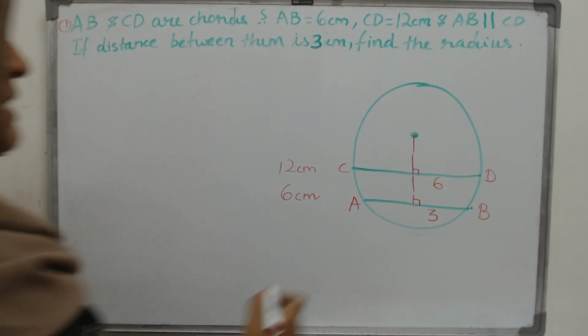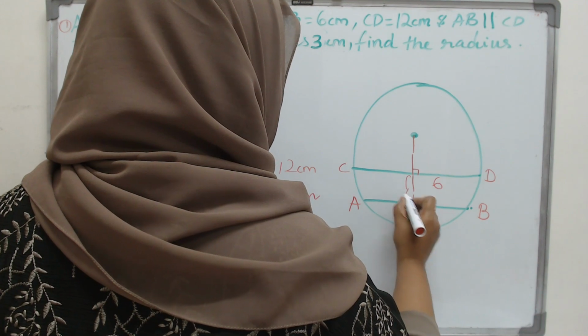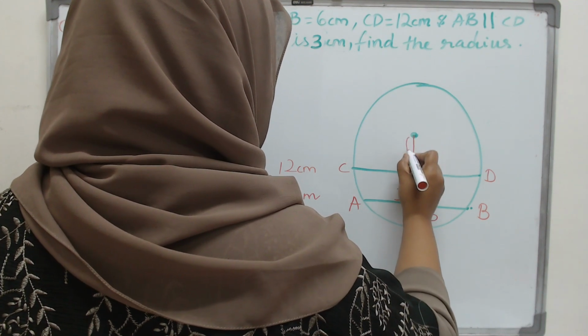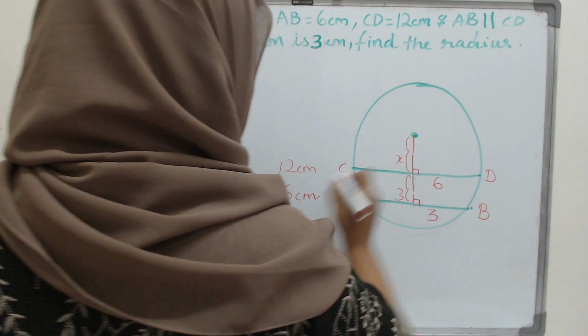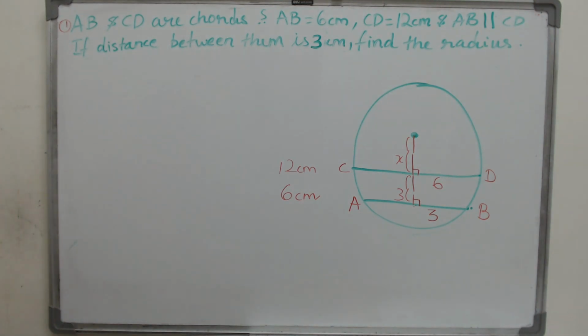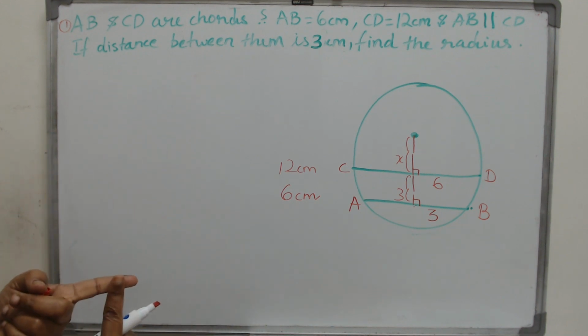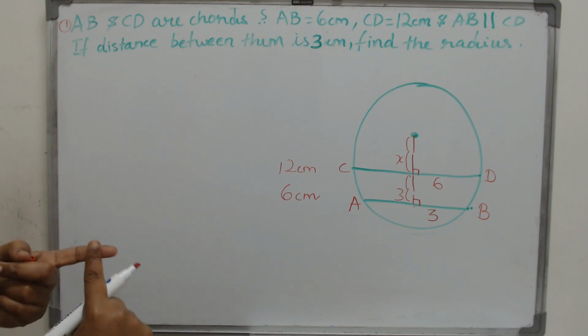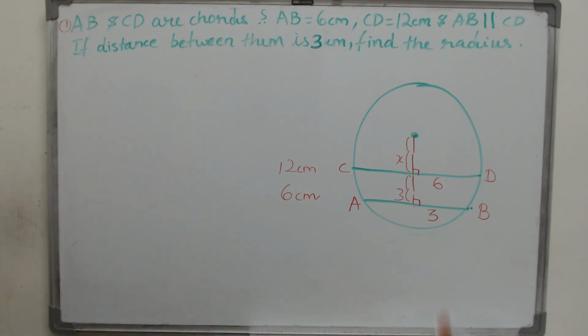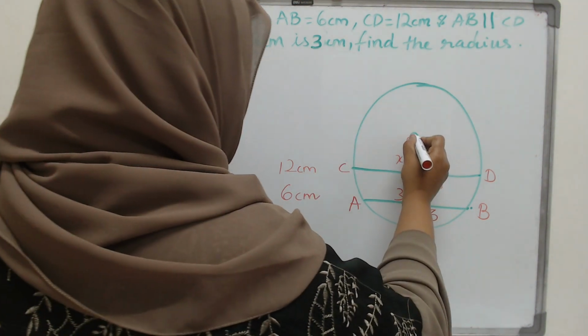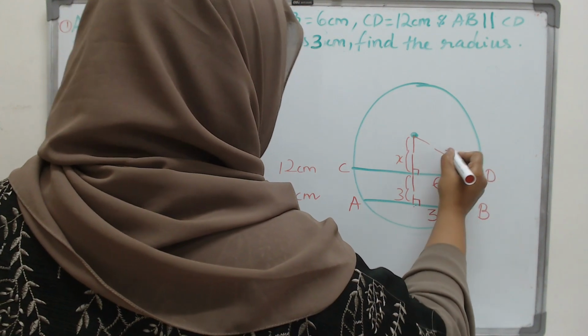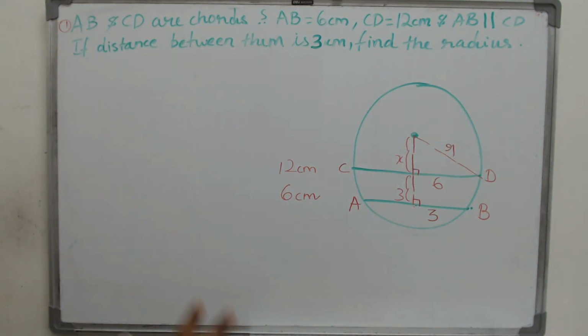Now the distance between them is 3. What about this distance? We have no idea. Let us take it as x. Now what is asked? What you have to find is the radius. Now we have a problem. Why? If you have one unknown, you just need one equation to solve. Now you already have an unknown. Now you are going to have another unknown. For two unknowns, you will need two equations.